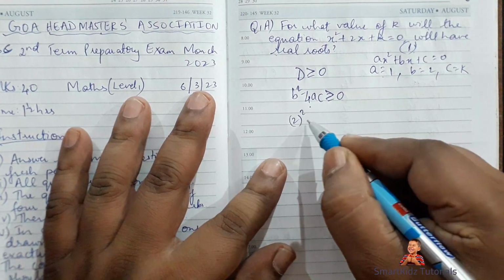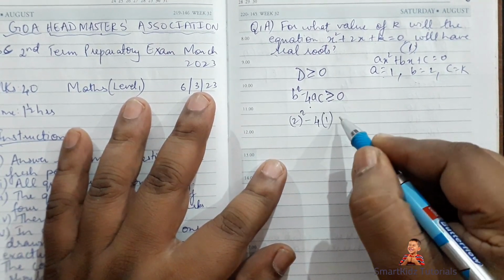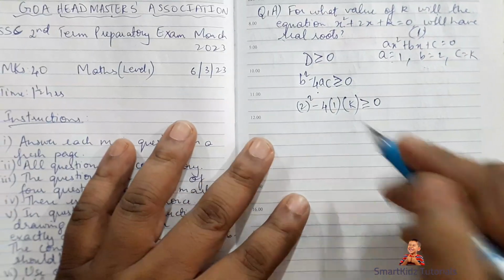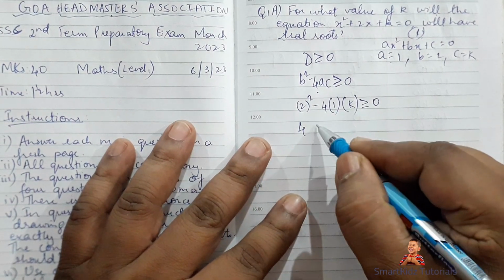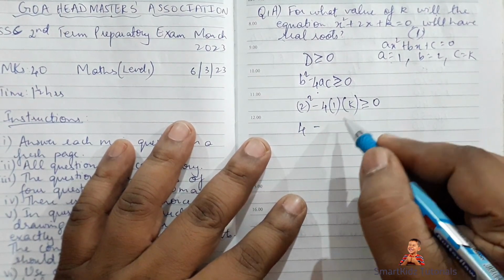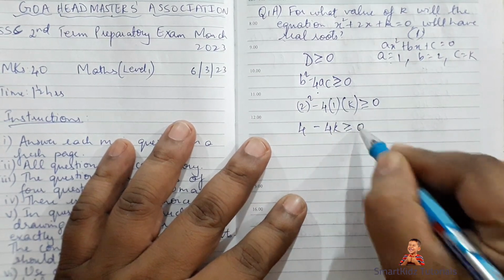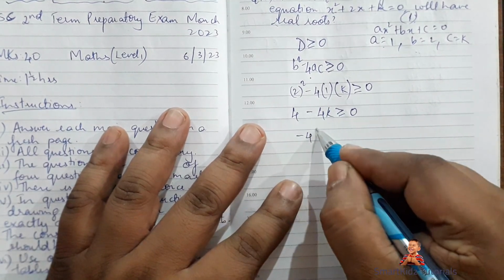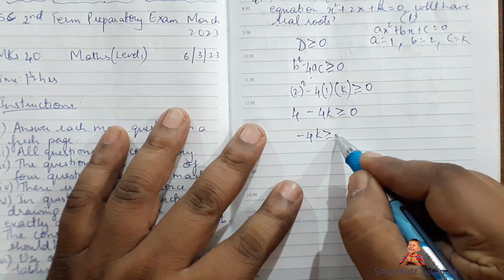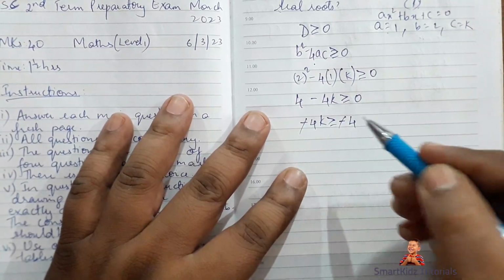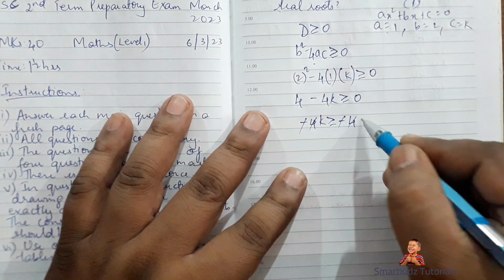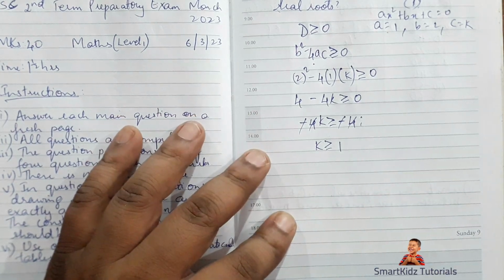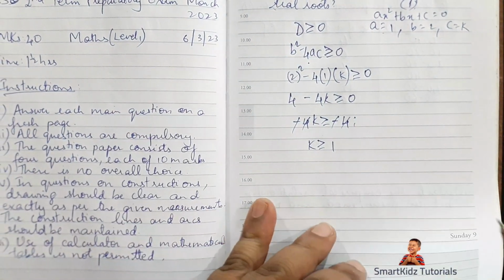So 2 whole square minus 4 into 1 into k, greater than or equal to 0. Then 2 square is 4, minus 4 into 1 into k is 4k, so 4 minus 4k greater than or equal to 0. I'll take 4 on the other side, it will become negative 4. So negative 4k greater than or equal to negative 4. Cancel this and cancel this as well. We get k is greater than or equal to 1. So the answer is k is greater than or equal to 1.